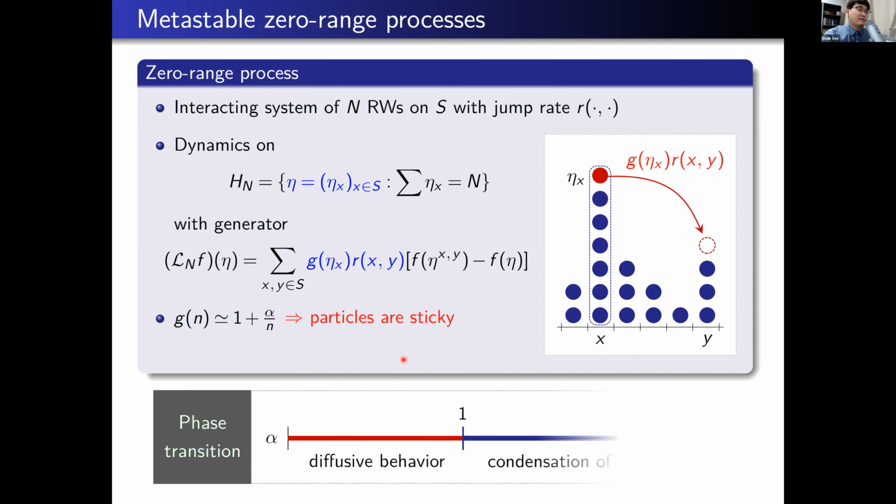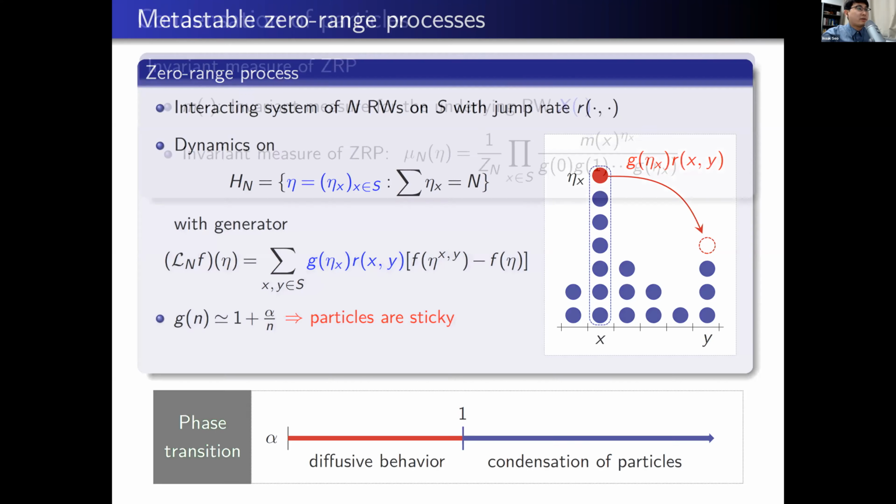Here we can observe a phase transition because of this competition between sticky interaction and diffusive behavior of particles. If alpha is less than 1, instead of this sticky interaction, the diffusivity of particles dominates the entire system, so we observe diffusive behavior. However, if alpha is greater than or equal to 1, then this sticky interaction overwhelms the entire system, and we observe a phenomenon known as the condensation of particles. Let me explain this condensation of particles in more detail.